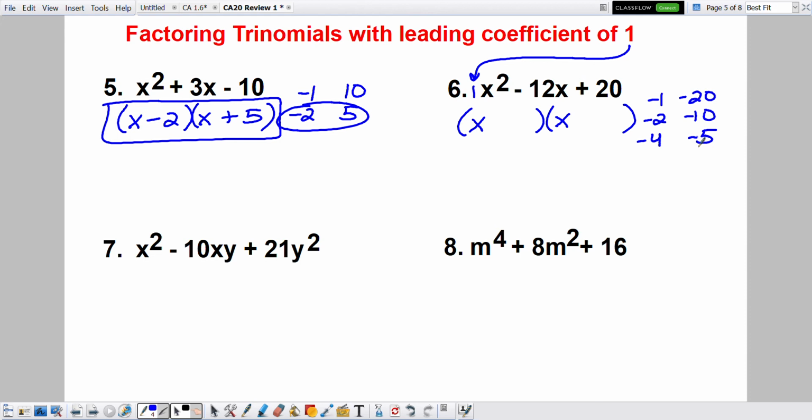So what I'm going to do is I'm going to go ahead and have you look at this. You shouldn't need to try this. You can just pick the answer or do this in your head. But I'm just trying to show the work to make sure it makes sense. Negative 2 and negative 10 are the ones I want because they add up to negative 12. So x minus 2 and x minus 10.